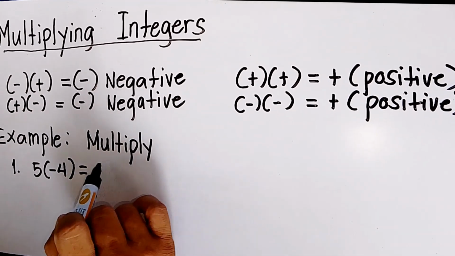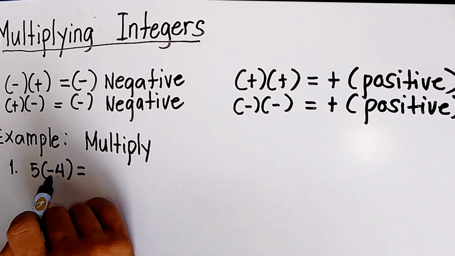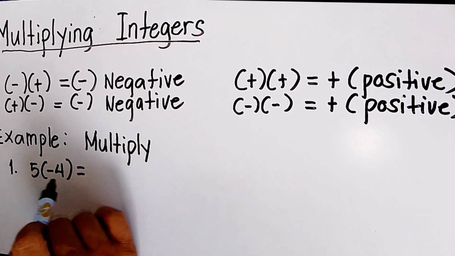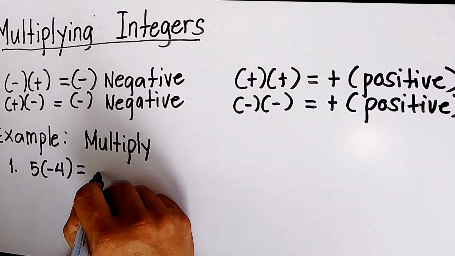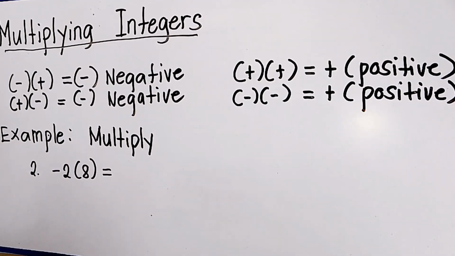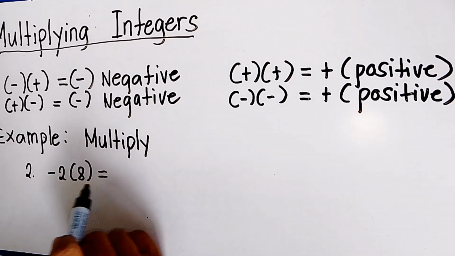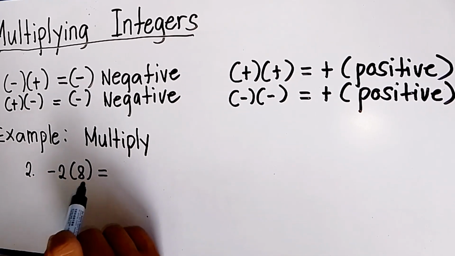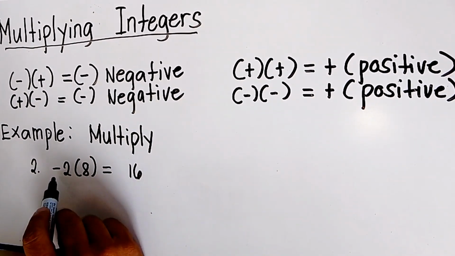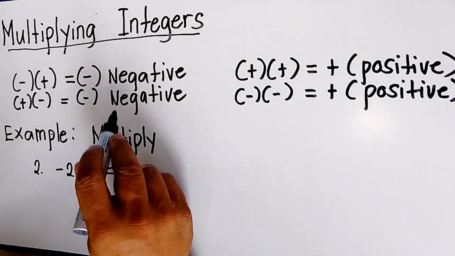Example number 1, multiply. Number 1, positive 5 times negative 4. So we are multiplying two integers with unlike signs. So the answer is always a negative 20. Number 2 example is negative 2 times positive 8. So we are multiplying two integers with unlike signs. So we have 16, the answer, and the sign is negative. Unlike signs, the product is always a negative.